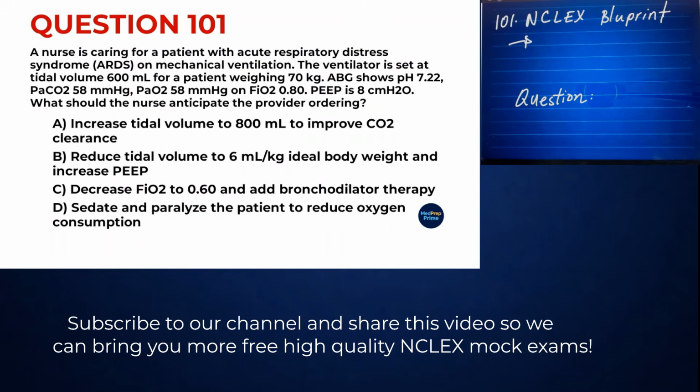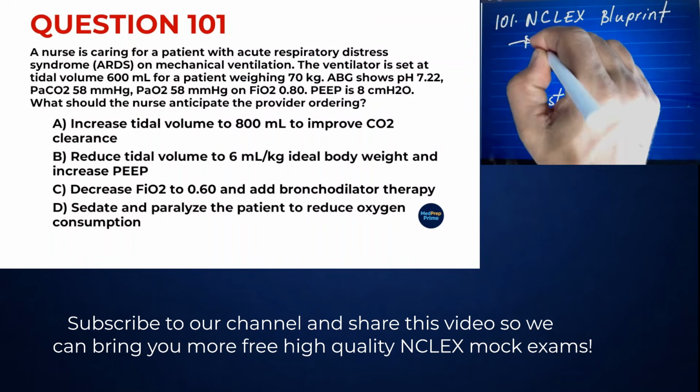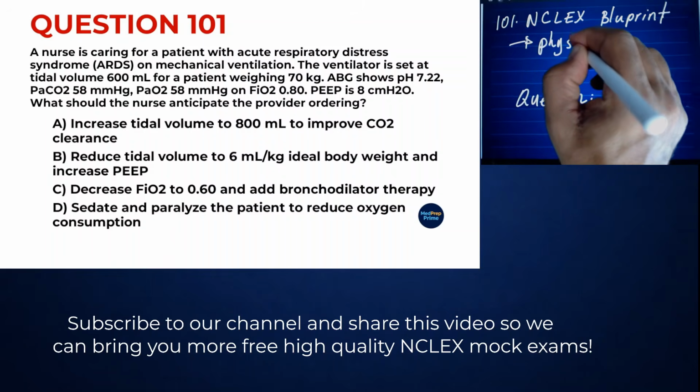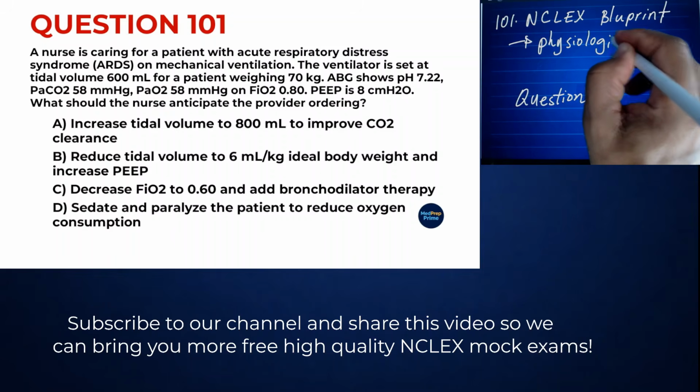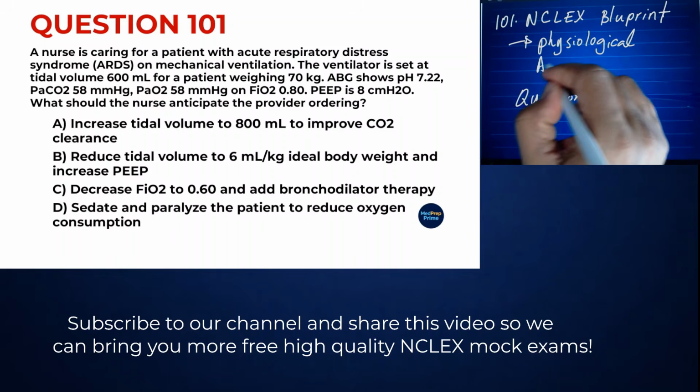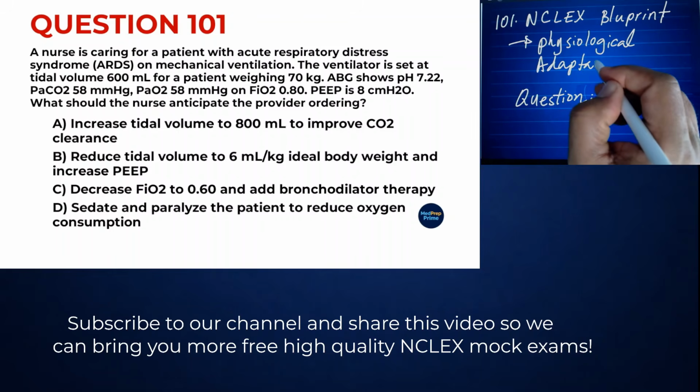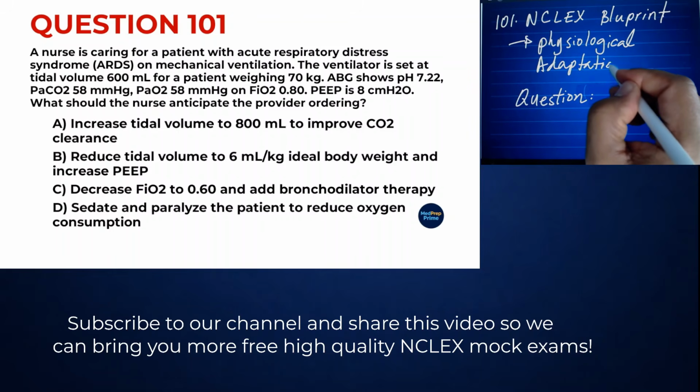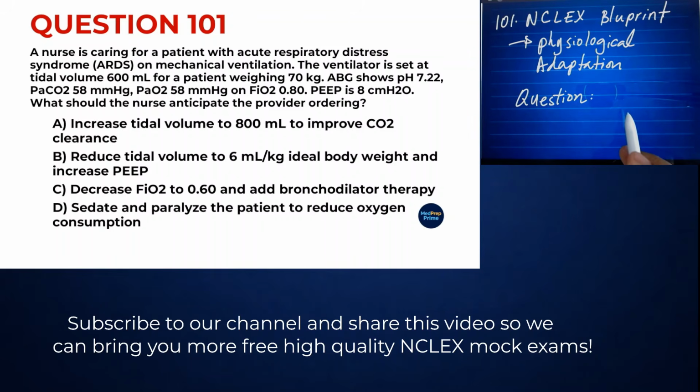A nurse is caring for a patient with acute respiratory distress syndrome, ARDS, on mechanical ventilation. The ventilator is set at tidal volume 600 milliliters for a patient weighing 70 kilograms. ABG shows pH 7.22, PaCO2 58 millimeters of mercury, PaO2 58 millimeters of mercury, on FiO2 0.80, PEEP is 8 centimeters of water. What should the nurse anticipate the provider ordering?